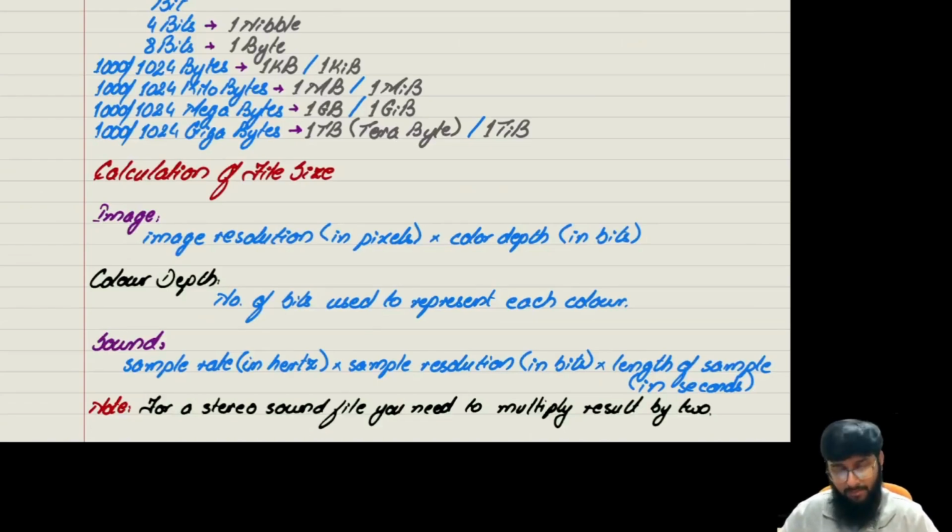Coming towards the sound: sample rate in hertz, sample resolution in bits, multiplied by the length of the sample. And if we have a stereo file, that means a sound file with two speakers, the left speaker and the right speaker, so we need to multiply the result by 2. Now in the next session, we will be checking out a few examples of this, that is, how we are going to calculate this.